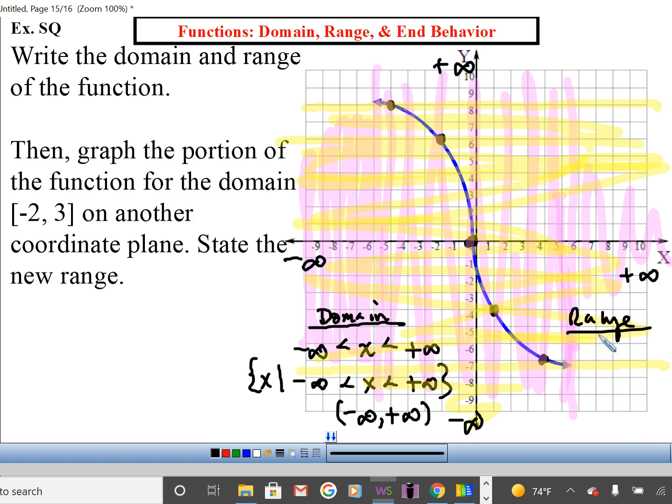All right. Let's see what they wrote for the domain in any format. See what they wrote? Oh, my bad. The range. I'm sorry.